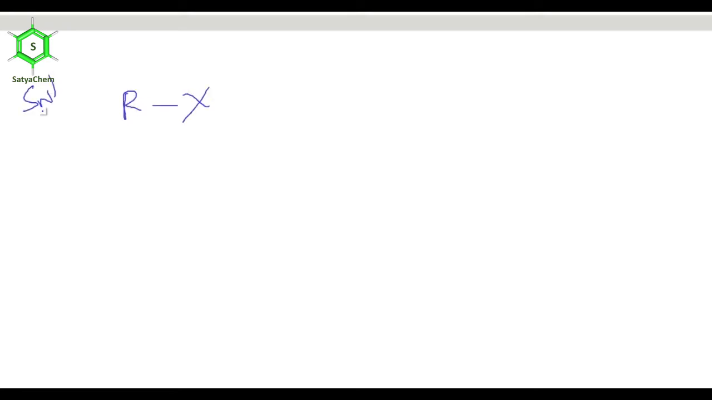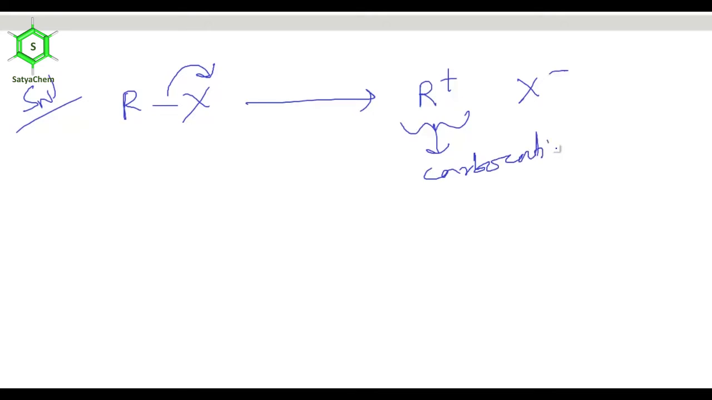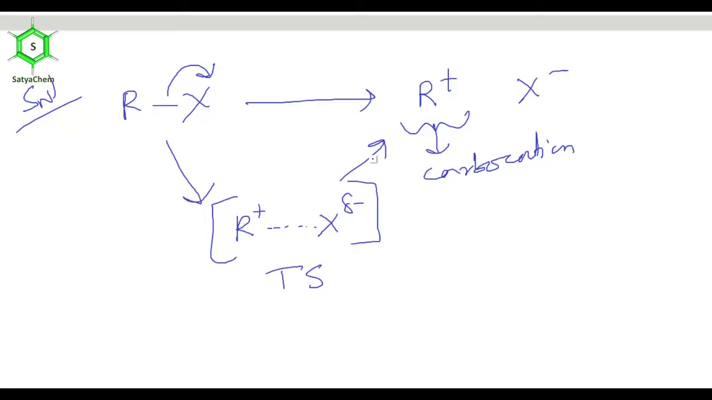In the Sn1 pathway, the first step is carbocation formation. How does the carbocation form? Because X departs from the substrate, where X is the leaving group. Then you will get R plus and X minus, an ion pair. So we are getting a carbocation. This is the transition state, where the bond between carbon and X is going to break. This is the intermediate, and this is the transition state.